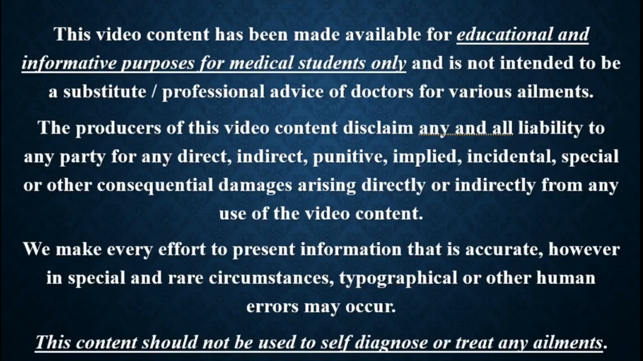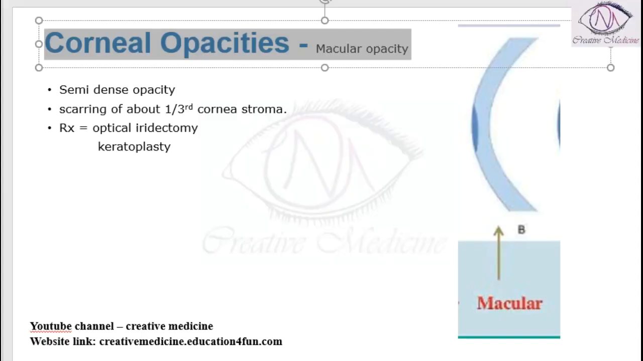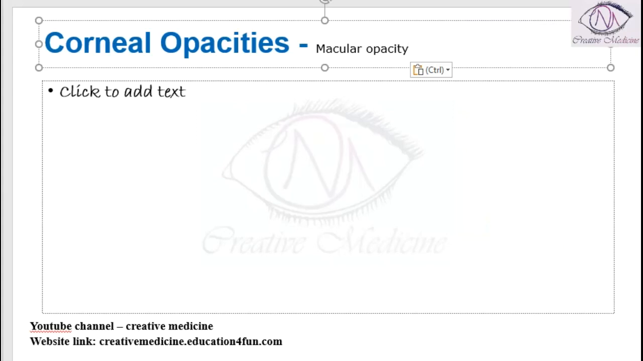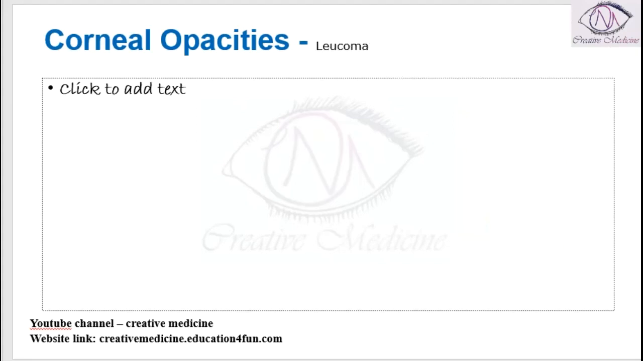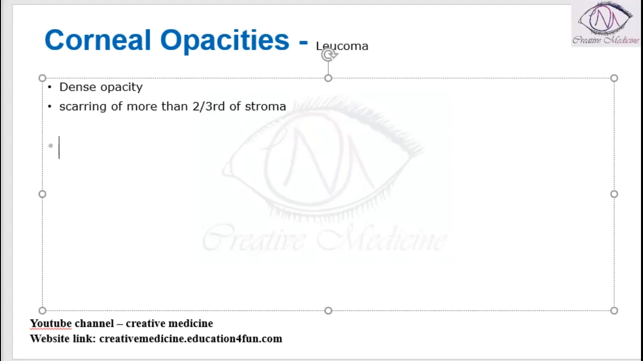In this lecture, we will learn about corneal opacity, which is leucoma. Leucoma is actually a dense corneal opacity, and this leucoma occurs due to scarring, and here more than two-thirds of the stroma is involved in the scarring.